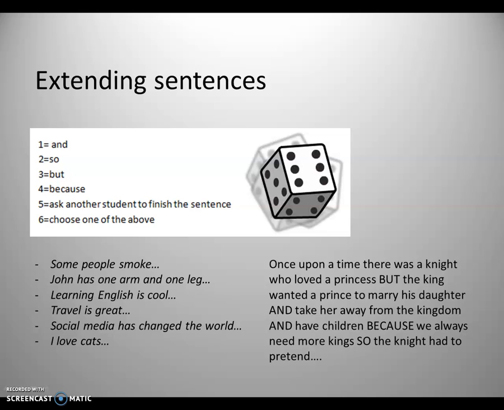You can also extend a story using a dice. Once upon a time there was a knight who loved a princess, but the king wanted a prince to marry his daughter. You can keep this tale going on and on. They won't speak in their own language because the prompts and the conjunctions are in English.